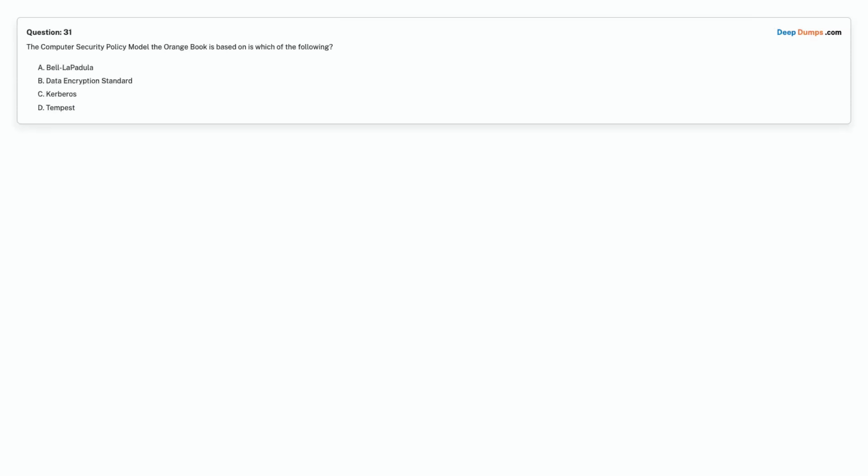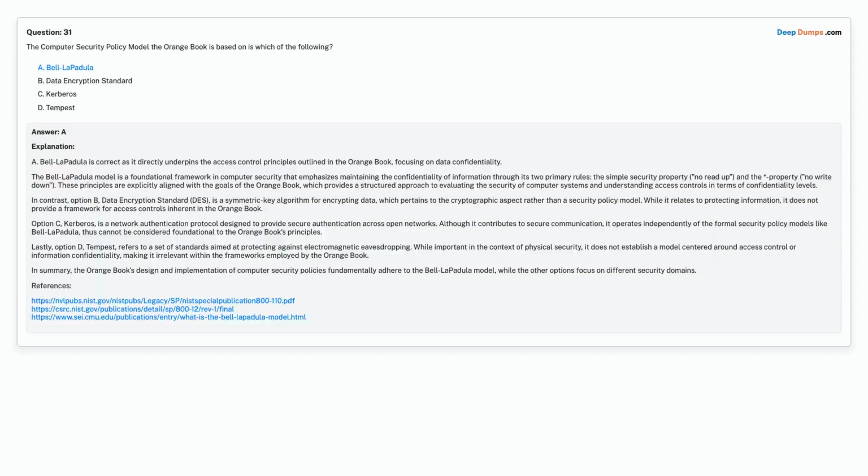Question 31. The computer security policy model the Orange Book is based on is which of the following? Option A, Bell LaPadula. Option B, Data Encryption Standard. Option C, Kerberos. Option D, Tempest. Choose the correct answer. Correct answer is option A, Bell LaPadula.